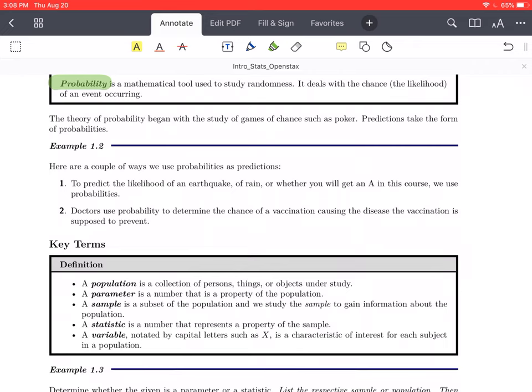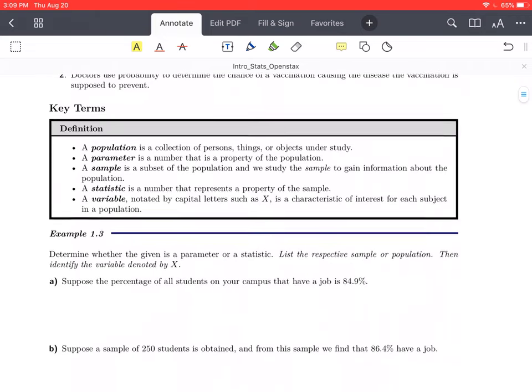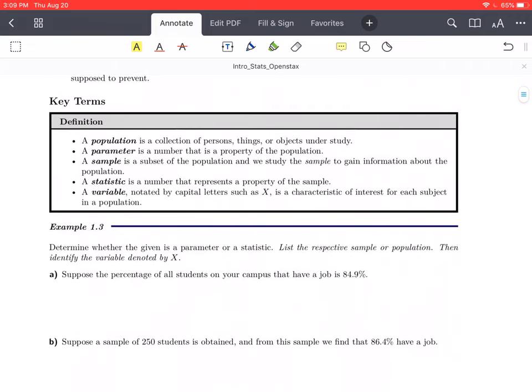Here are some key terms that you need to know, just because you'll hear me referring to them throughout the semester. A population is a collection of persons, things, or objects under study. A population is just the entire group of objects or people. A parameter is a number that is a property of the population. The parameter is a number that describes the population.